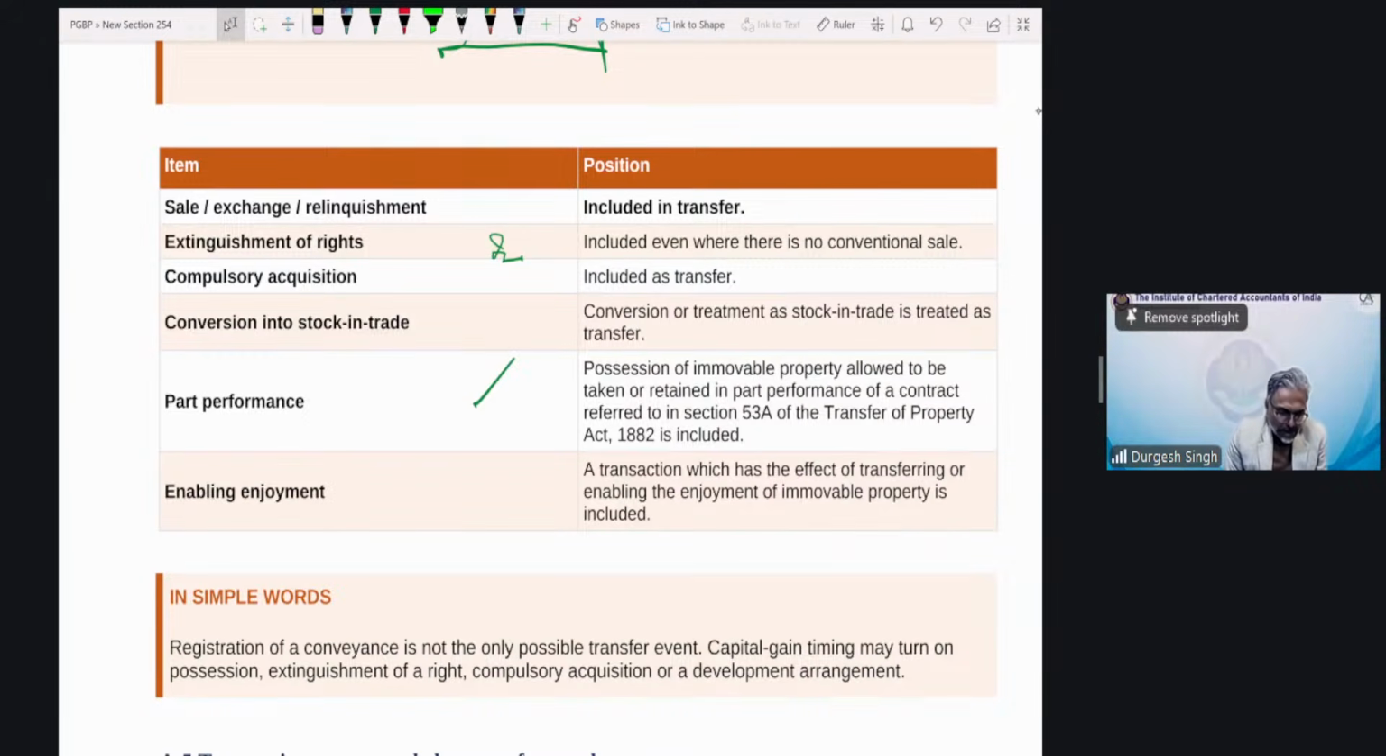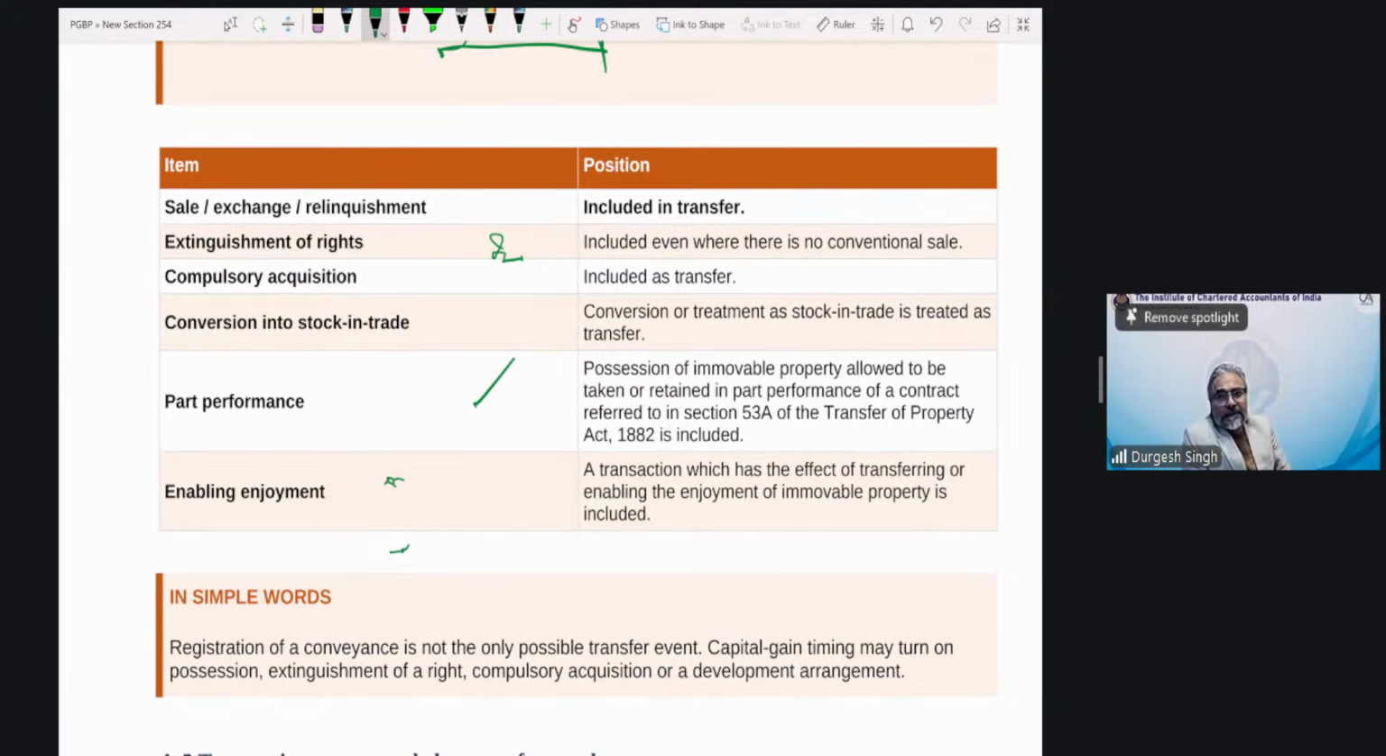True with this, students? All of you. So, students, if you see over here, sale, exchange, and relinquishment. We have done this part performance and the enabling enjoyment.